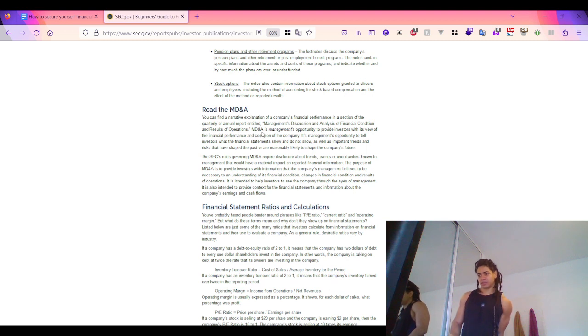So this is a narrative explanation of the company's financial performance, entitled Management Discussion and Analysis of Financial Condition and Results of Operations, which creates a narrative explaining the company's financial performance at a given time or a particular time frame, whether annually or quarterly.